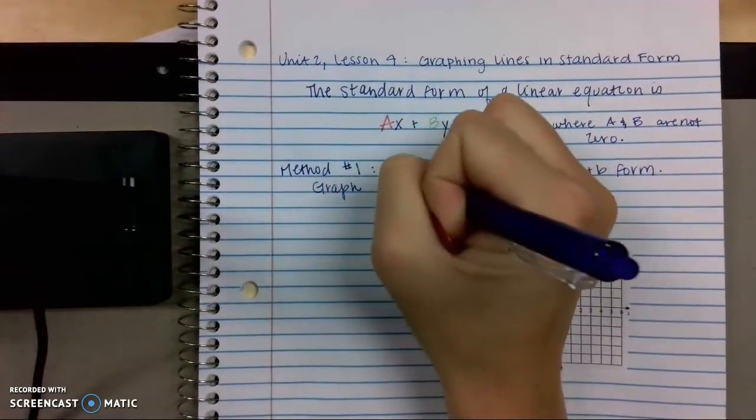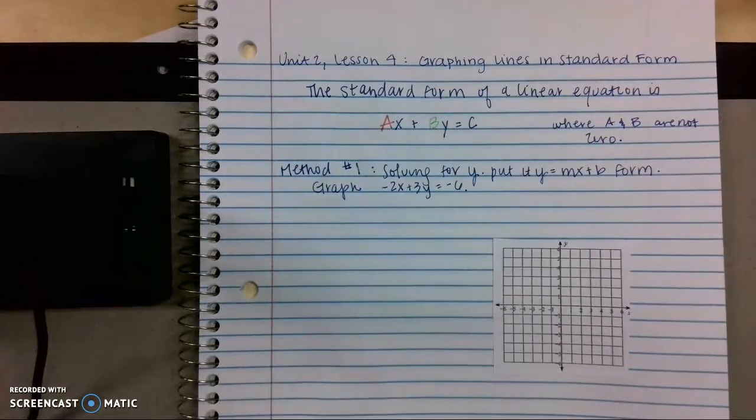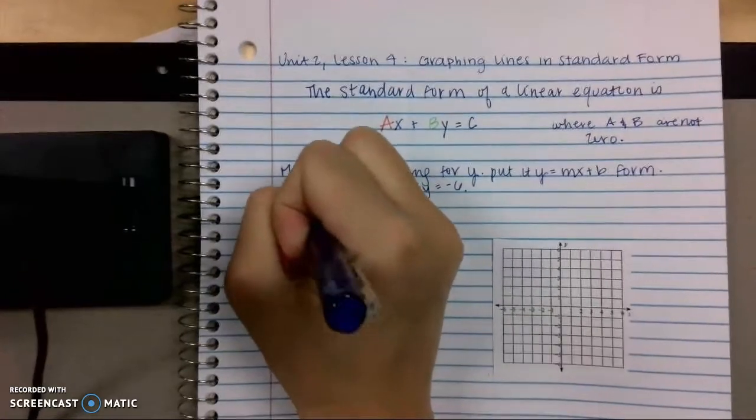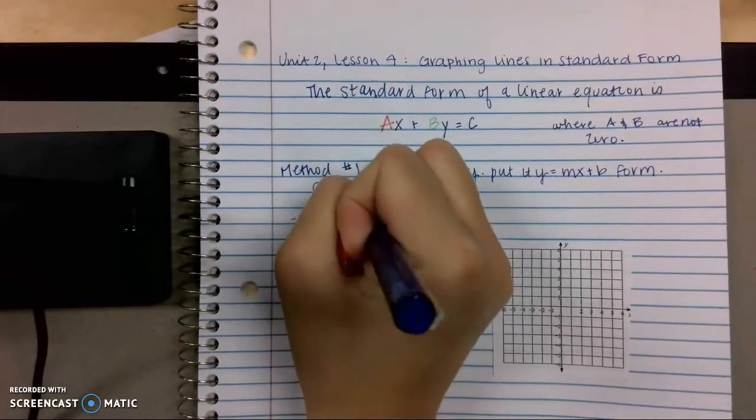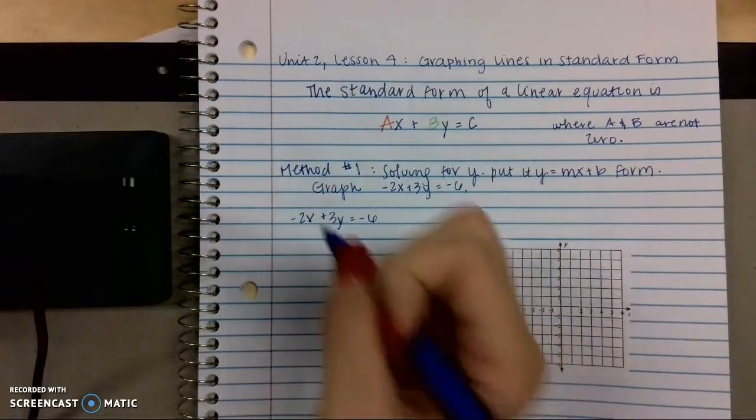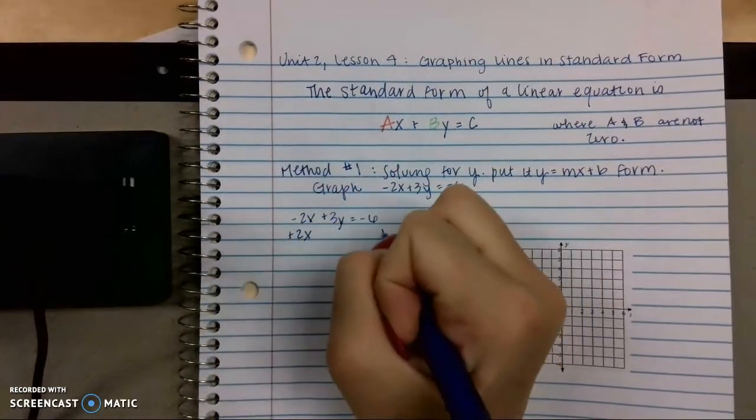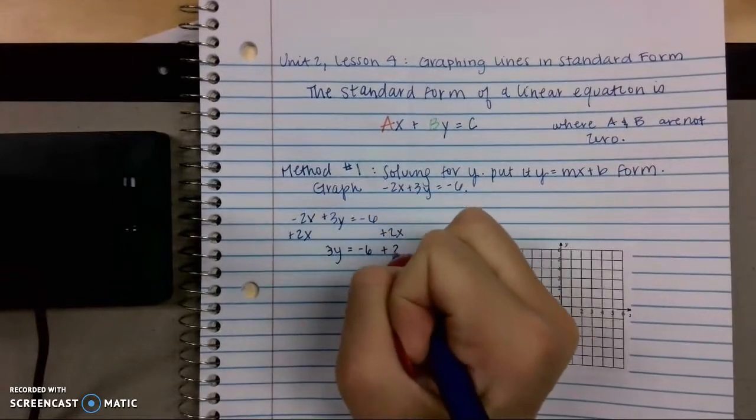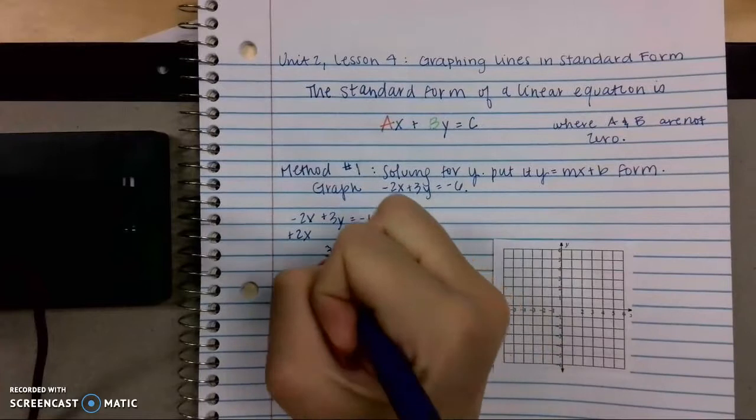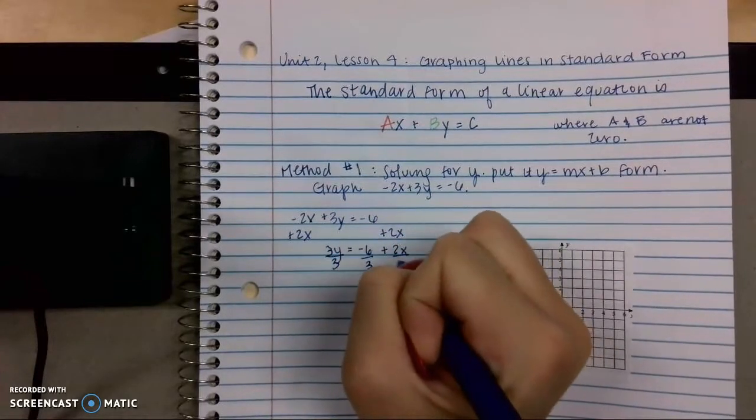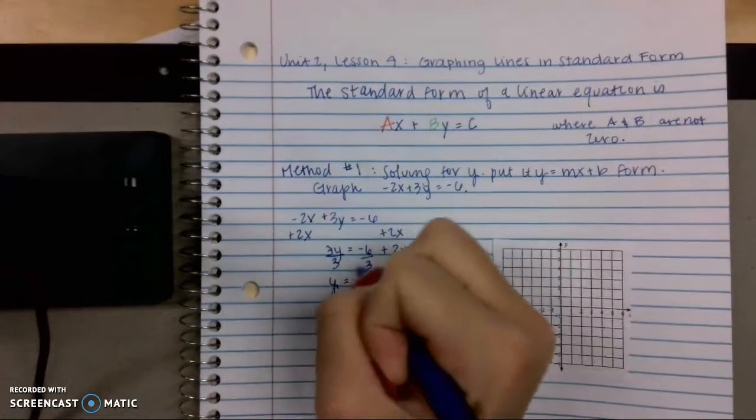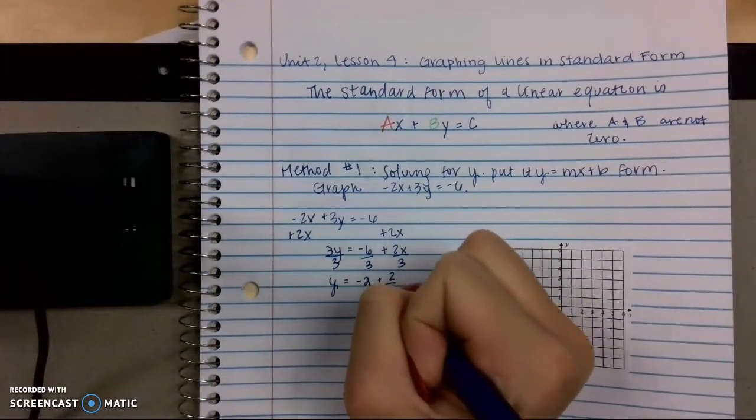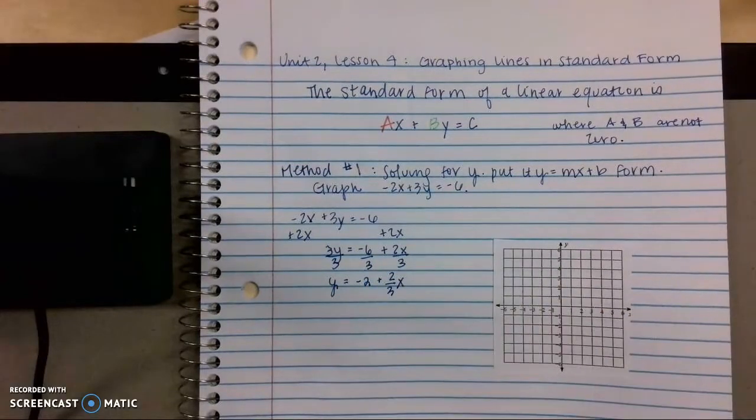So we have negative 2x plus 3y is equal to negative 6. Again, the first thing I'm going to do is solve this equation for y. I'm going to add 2x to both sides, and I'm left with 3y is equal to negative 6 plus 2x. The last step is to divide everything by 3, so y is completely by itself. Negative 6 divided by 3 is negative 2, and then I'm left with 2/3 x.